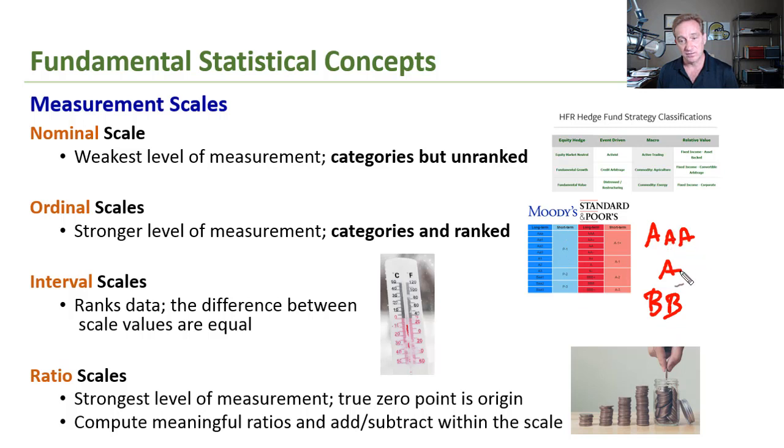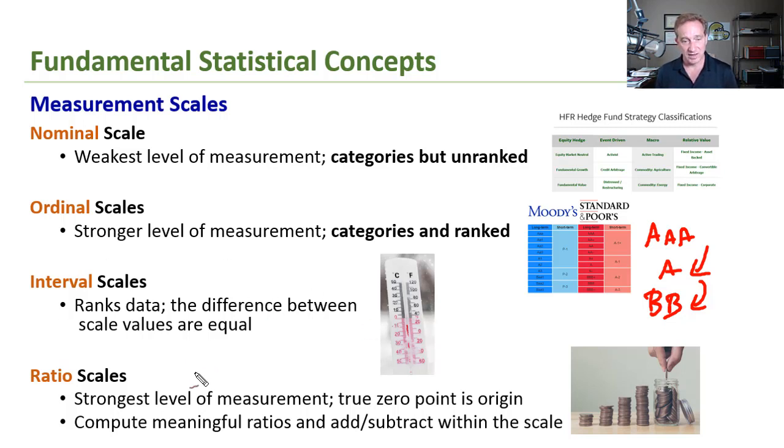These are different categories, and they are ranked. It can be said that AAA is higher credit quality than single A, which is higher credit quality than double B. And numerically, in fact, the default probability of AAA would be lower than the default probability of single A and double B. So here we have categories, and they do have a ranking, and so we could call that an ordinal scale.